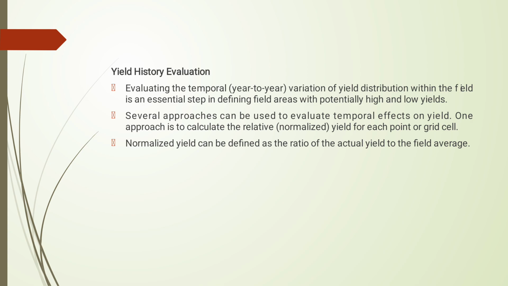Several approaches can be used to evaluate temporal effects on yield. One approach is to calculate the relative yield for each point or grid cell. Normalized yield can be defined as the ratio of the actual yield to the field average.